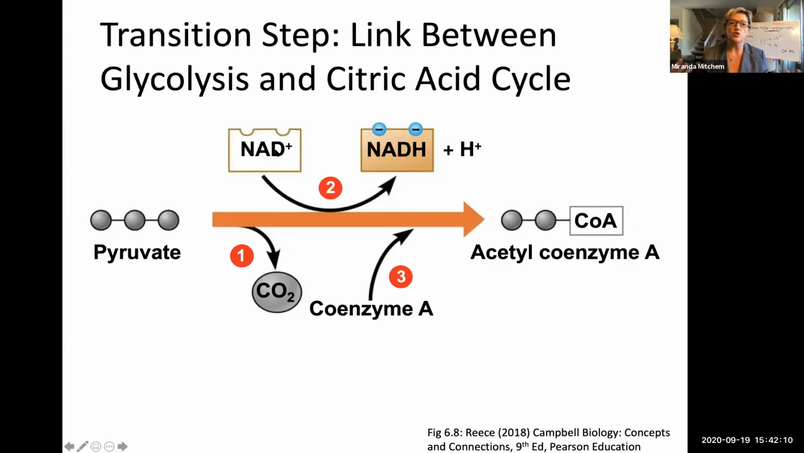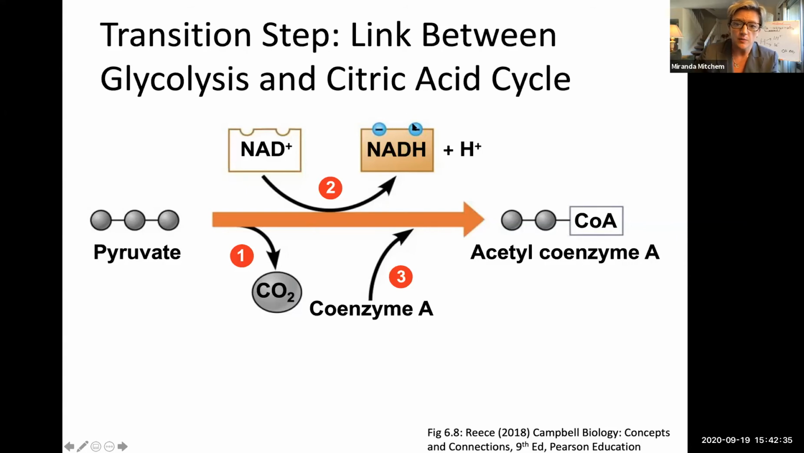Now, there's a transition step that has to happen in between stages 1 and 2. And what this is, it's oxidation of pyruvate. Now, keep in mind, you have 2 pyruvates. We're only looking at one of them here to keep it simple. But what happens is actually one of the carbons is lost as carbon dioxide.